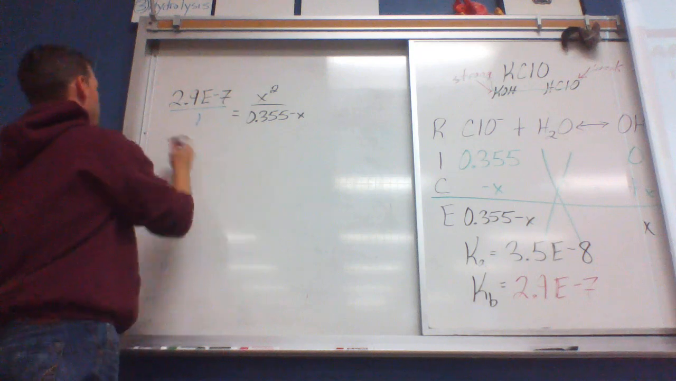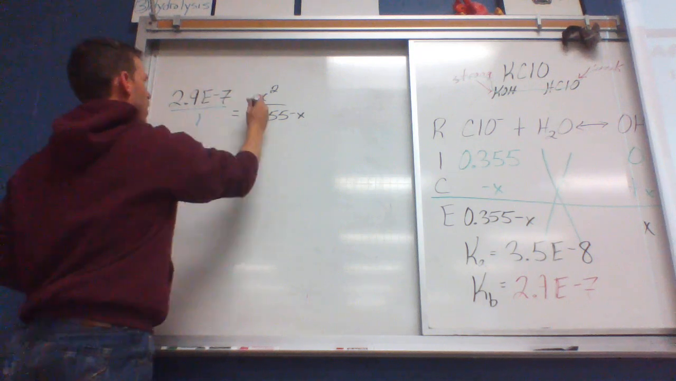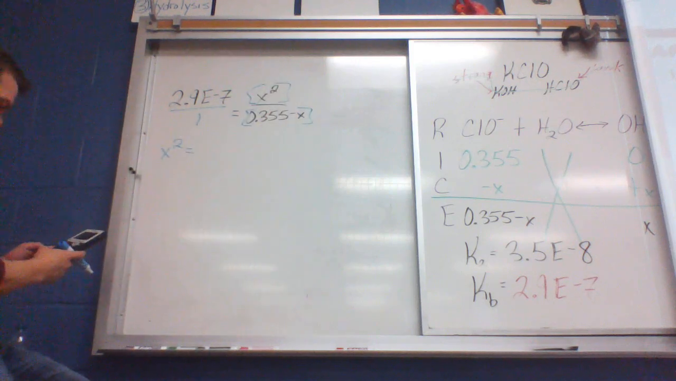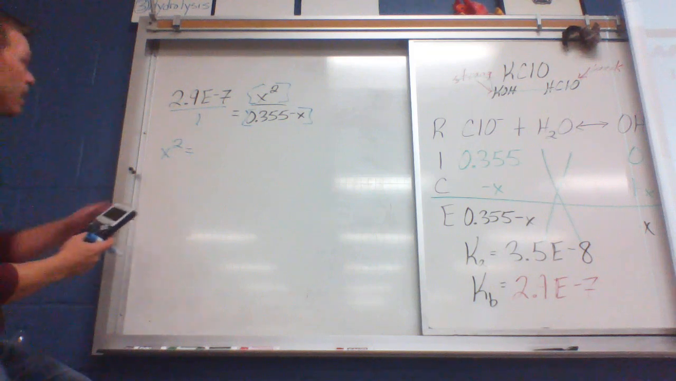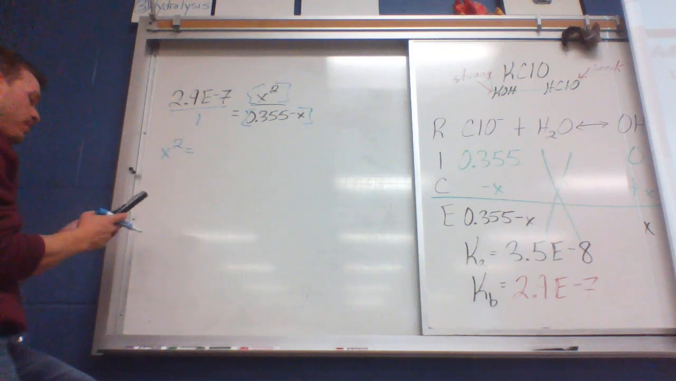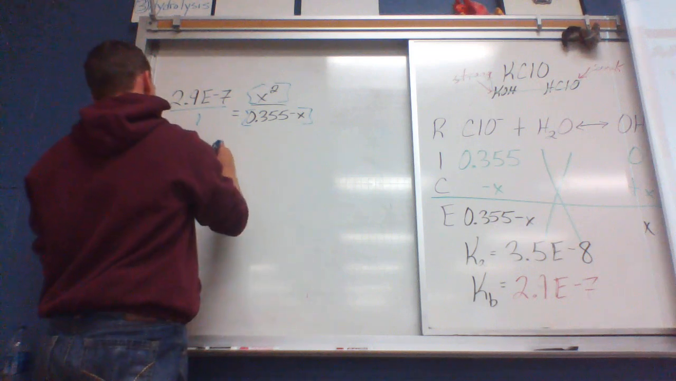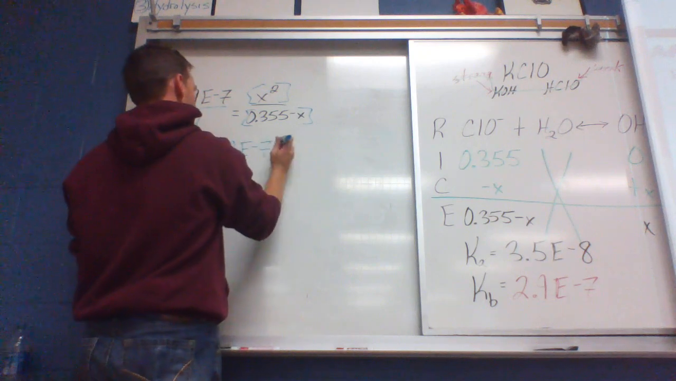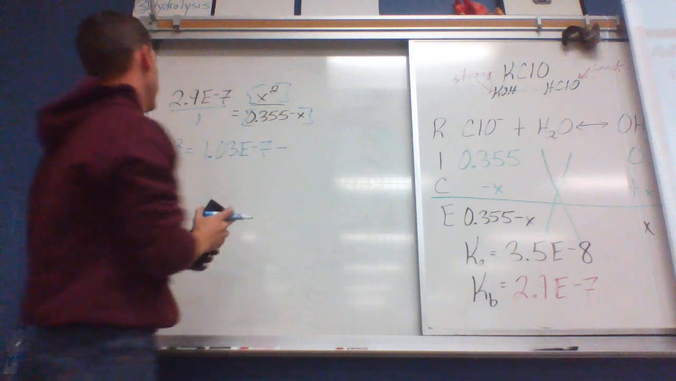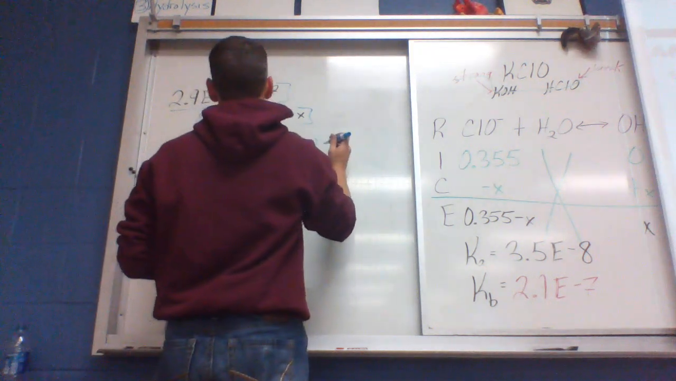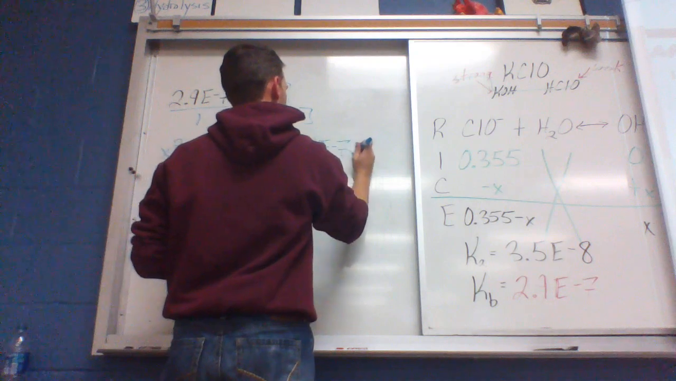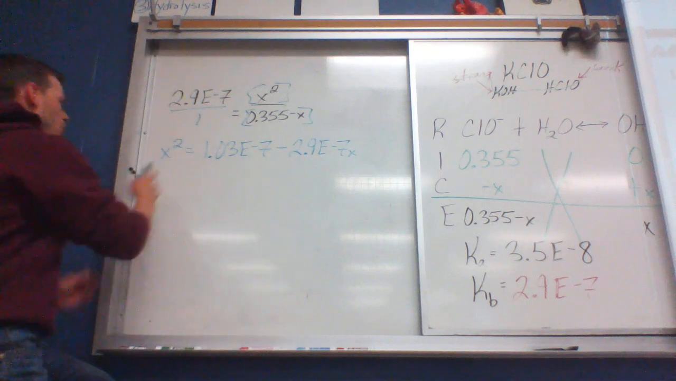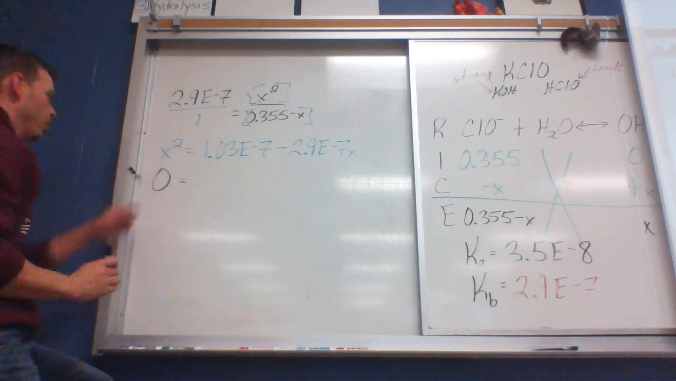All right, if we cross multiply, we'll get x equals, we need to distribute here. So I'm going to go 2.9 E negative 7 times 0.355, and I get 1.03 e negative 7 minus this value times x, 2.9 e negative 7x. Your solver wants this as a 0 equals, so we'll move the variables and end up with 0 equals.